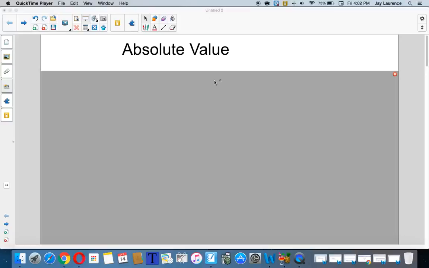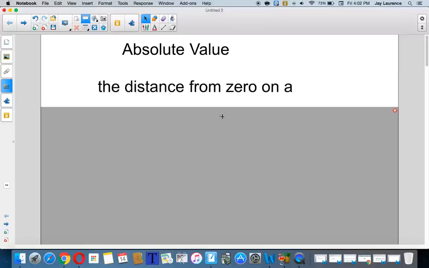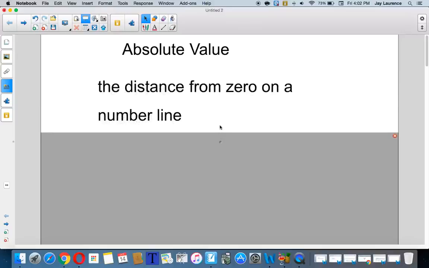Now, absolute value is actually pretty easy. There's a lot involved in it, but it's not difficult. The reason kids get absolute value wrong is they don't understand the definition. The definition we're going to use today, and we're going to tighten this up in a couple days, but for right now, this is a really good definition. Middle schoolers use this definition all the time: the distance from zero on a number line. So if you haven't written that down yet, write it down, highlight it. It is a very important definition.